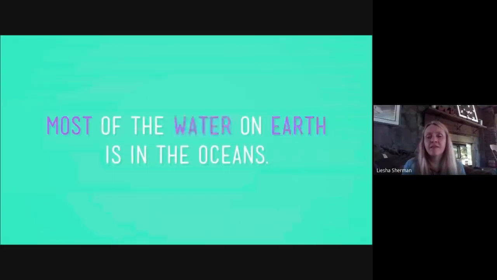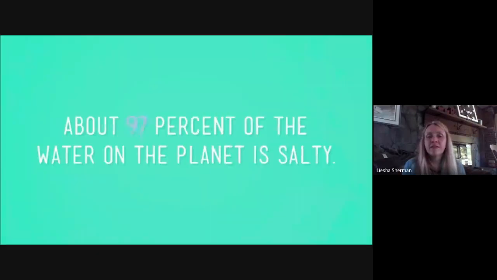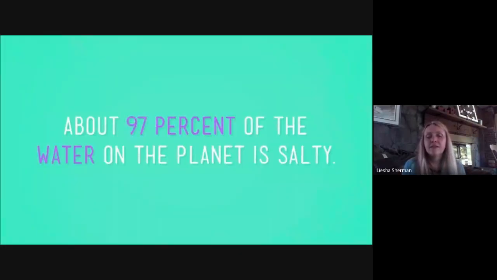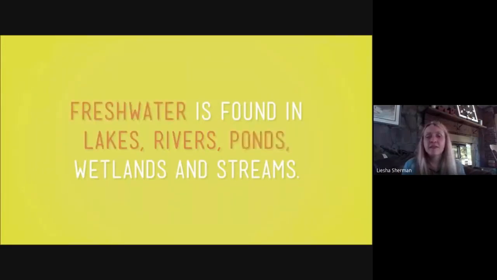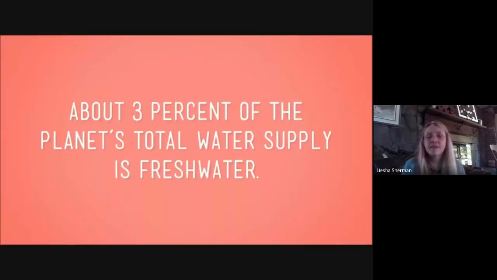Most of the water on Earth is in the oceans. They're huge and also full of salt. In fact, about 97% of the water on the planet is salty. By contrast, fresh water is found in lakes, rivers, ponds, wetlands, and streams. Only about 3% of the planet's total water supply is fresh water.